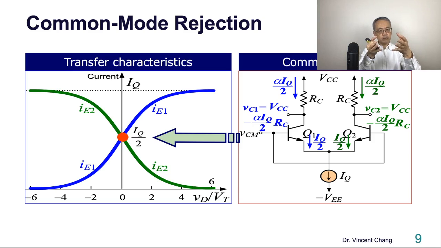What does that mean? That means the circuit has no response to any common mode input voltage change. It even rejects the external common mode voltage. So this phenomenon is also called common mode rejection. The system has no response; it rejects the external common mode input voltage. That's how the name, common mode rejection, comes from.